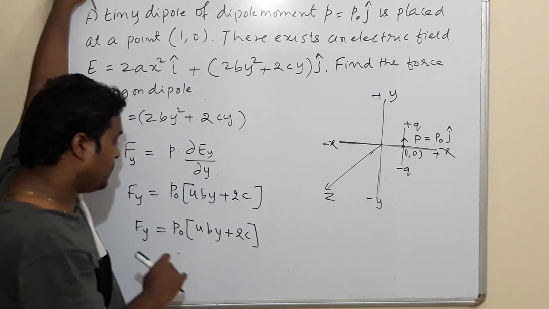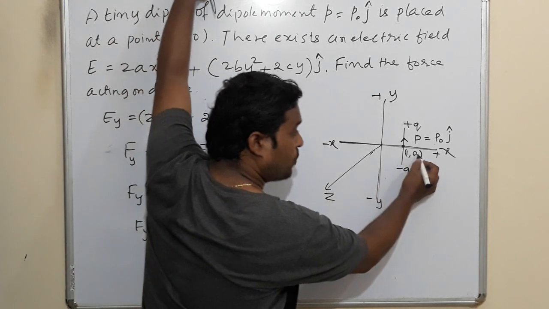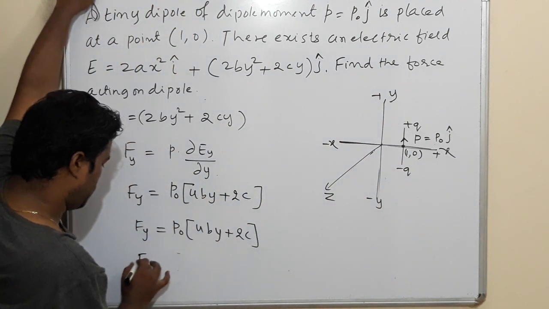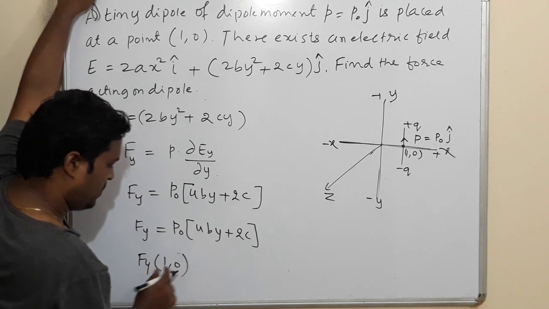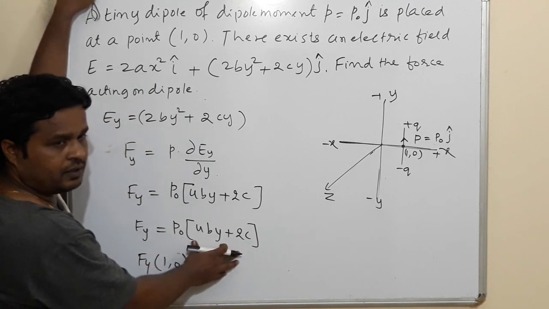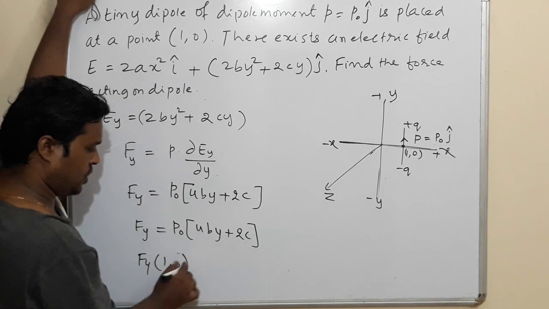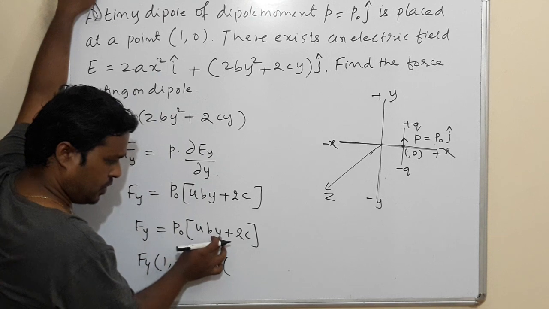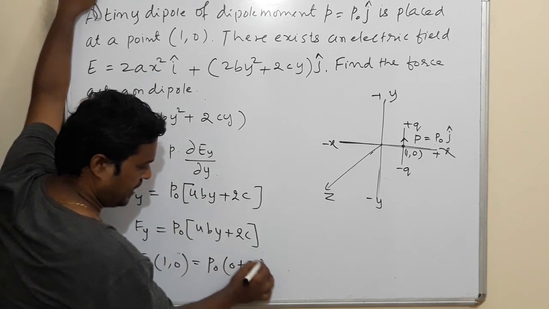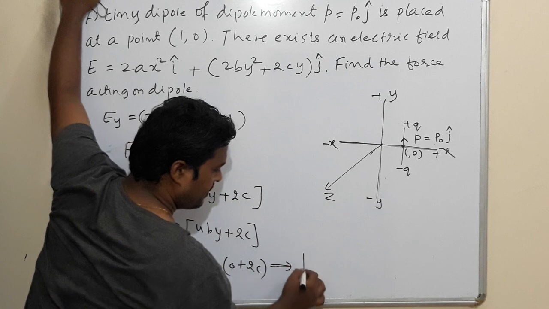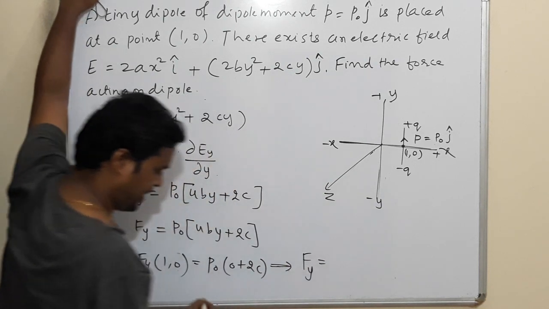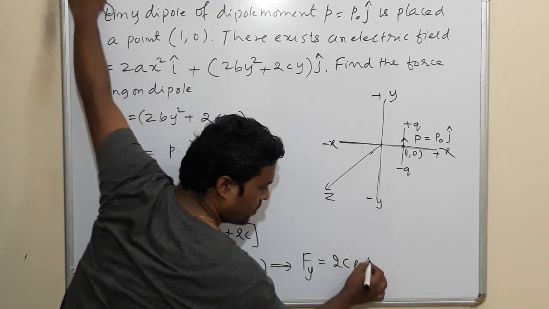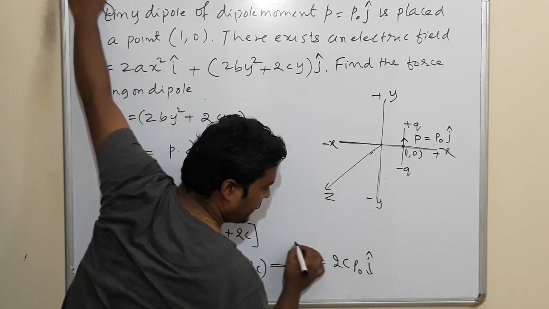Okay. Now they told that the dipole is placed at (1, 0). X is 1, y is 0. For the force at (1, 0), x is not here, so leave it. Y is there, substitute 0. Then this will be P naught into (0 plus 2c), which implies that the final force along y axis is 2c P naught. This will be acting along the y axis.